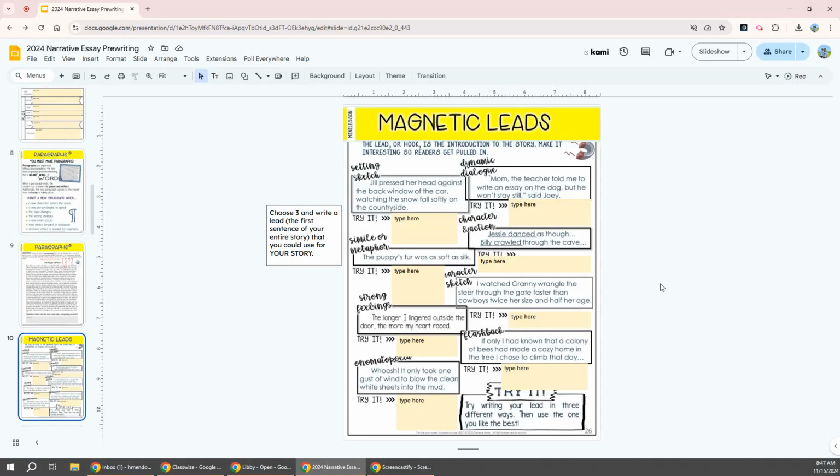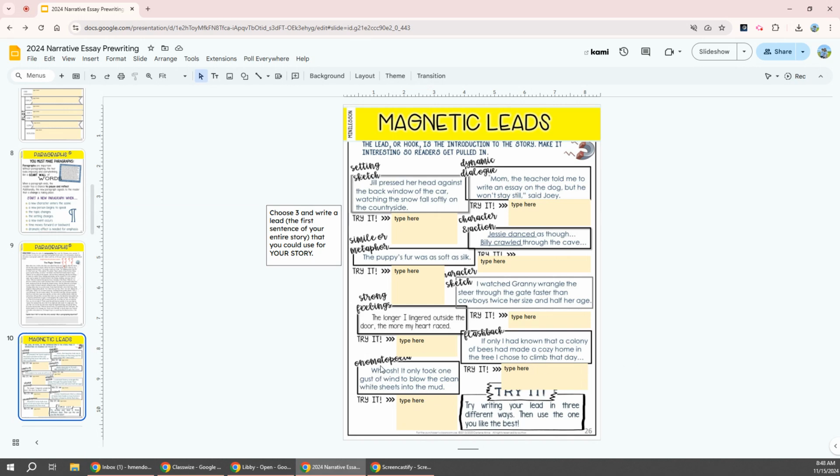The next one is a flashback. It says, if only I had known that a colony of bees had made a cozy home in the tree I chose to climb that day. So that kind of gives us a hint of what the conflict is going to be too. And then they would probably start at the beginning, with their friend, and they want to go climb a tree, and they didn't know that there was a colony of bees in it.